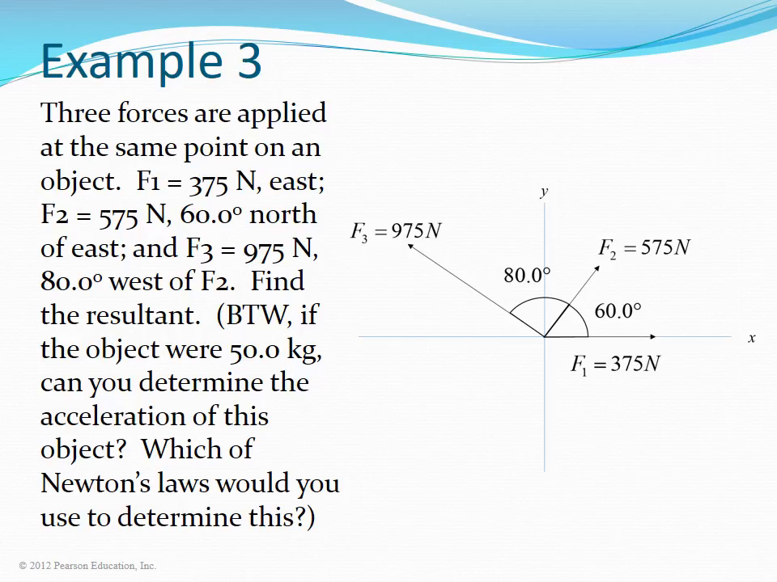Three forces are applied at the same point on an object. F sub 1 is 375 newtons east. F sub 2 is 575 newtons, 60 degrees north of east, and F sub 3 is 975 newtons, 80 degrees west of F sub 2. Find the resultant vector. By the way, if the object were 50 kilograms, can you determine the acceleration of this object? Which of Newton's laws would you use to determine this?